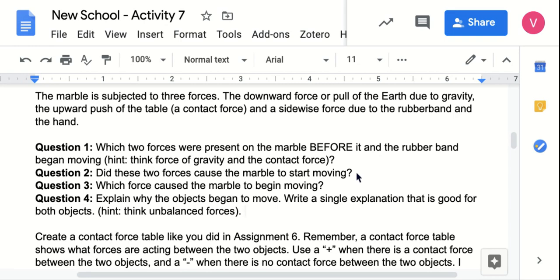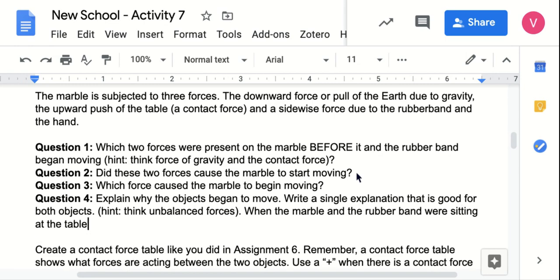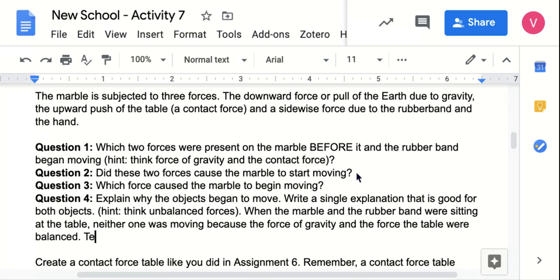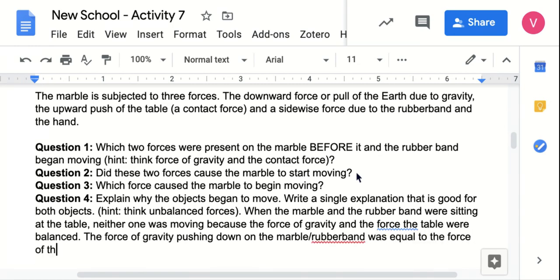So, when the marble and the rubber band were sitting at the table, neither, how do you spell neither? Oh, that's right. Neither one was moving because the force of gravity and the force of the table were balanced. The force of gravity pushing down on the marble and rubber band was equal to the force of the table, which is the contact force, pushing up on the marble and rubber band.